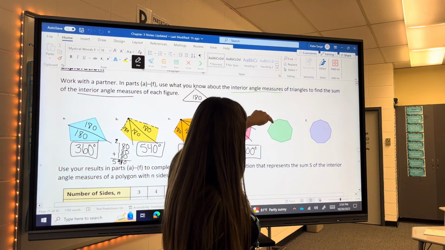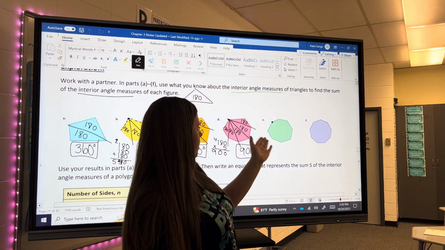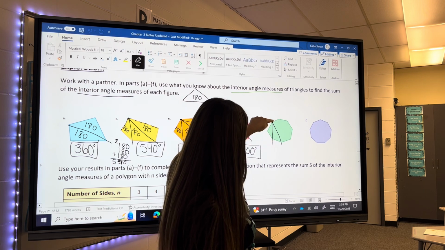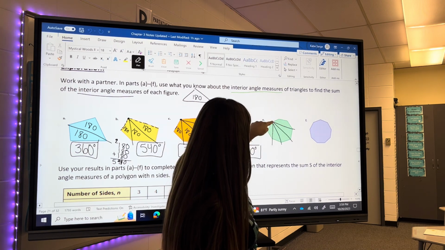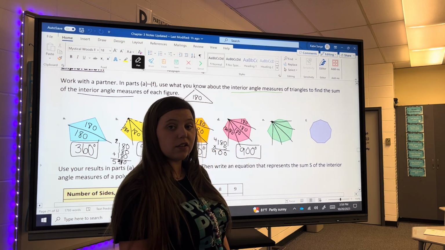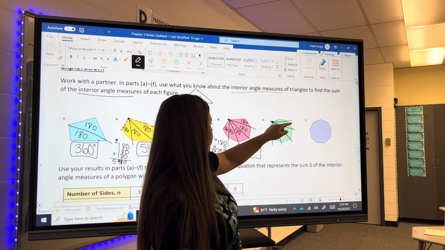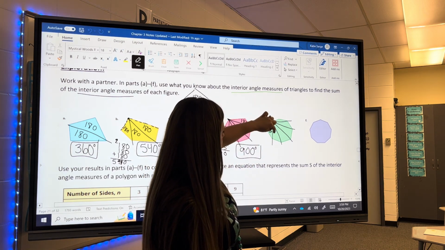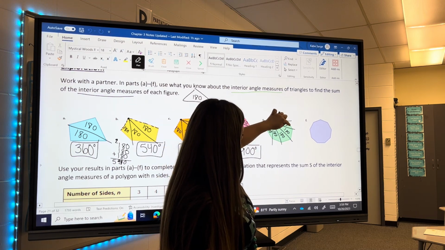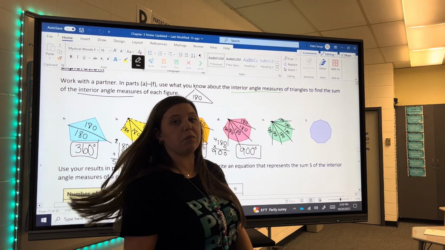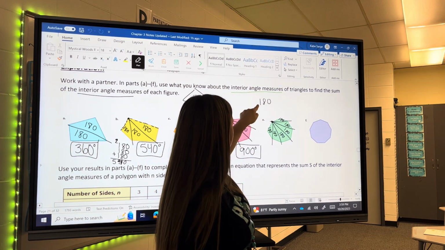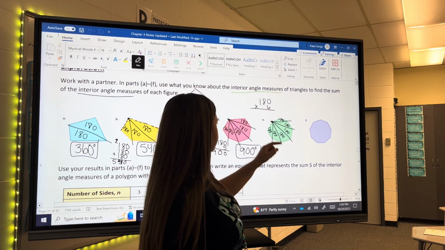Next one, same thing. So we're just gonna keep going. Pick an endpoint and start extending your lines across to create new triangles. So 1, 2, 3, 4, 5. So we have a total of 1, 2, 3, 4, 5, 6 triangles. And we know that all of those are 180. So here's 180, here's 180, 180, 180, 180, and 180. Hopefully you are remembering now that a triangle is 180 degrees, okay? So 180 times 6 triangles now.